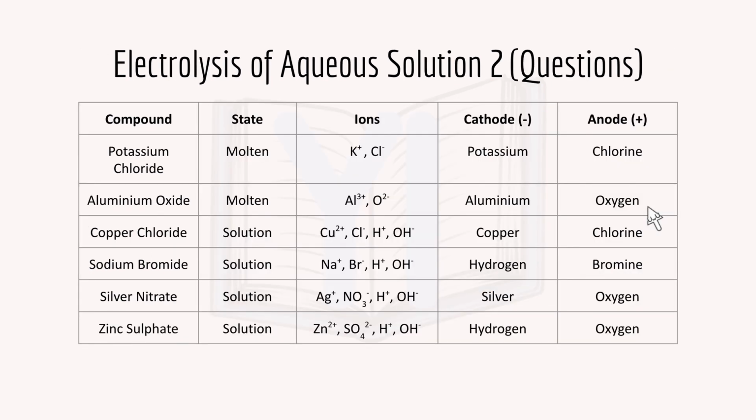So we'll move on to some questions. The compounds, state, and ions. Compounds include potassium chloride, which, if it's molten, means it only contains potassium and chloride ions, so the cathode and anode. Aluminium oxide, if its state is molten, ions and discharged. For these compound states, all of these are solutions, so it's aqueous, so it contains hydrogen ion and hydroxide ion.